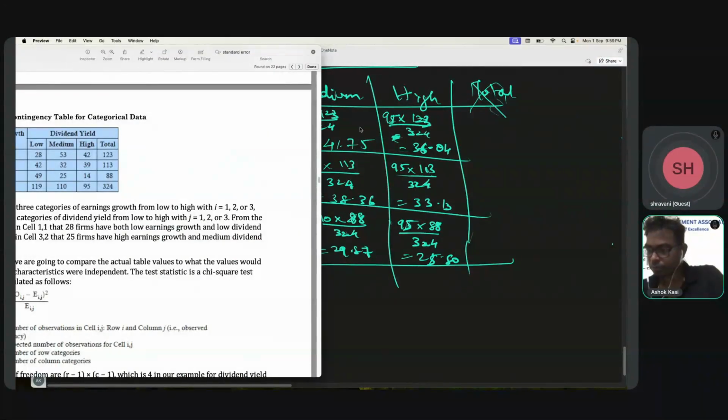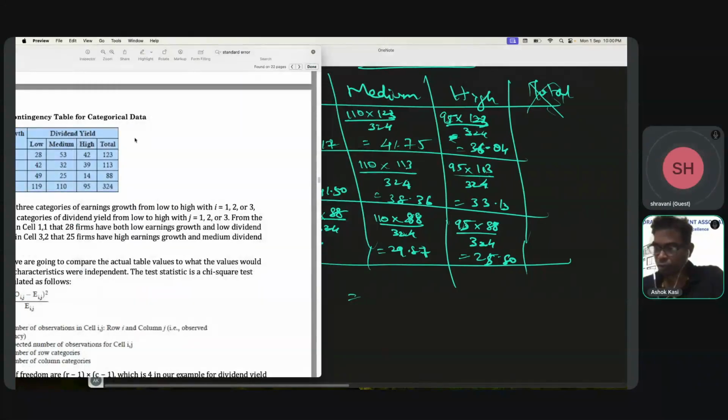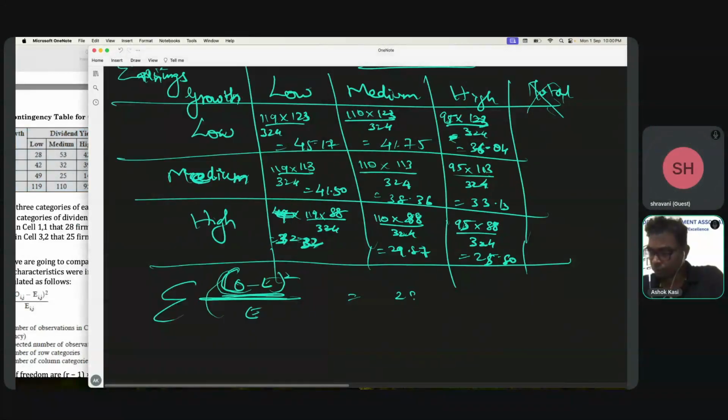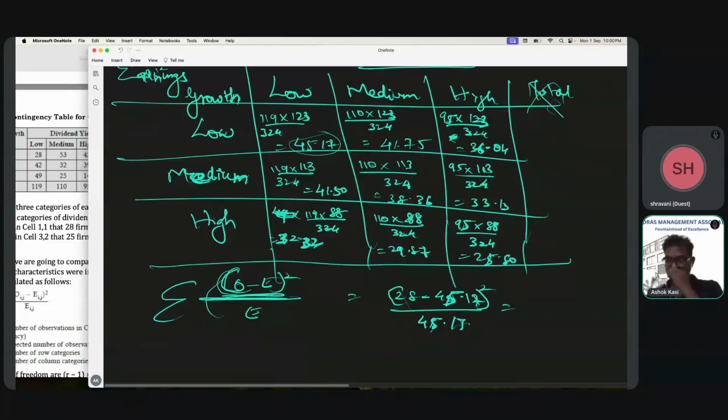So the first observed number is 28. 28 minus 45.17, squared, divided by 45.17. Just calculate this and keep it in store: 6.52.